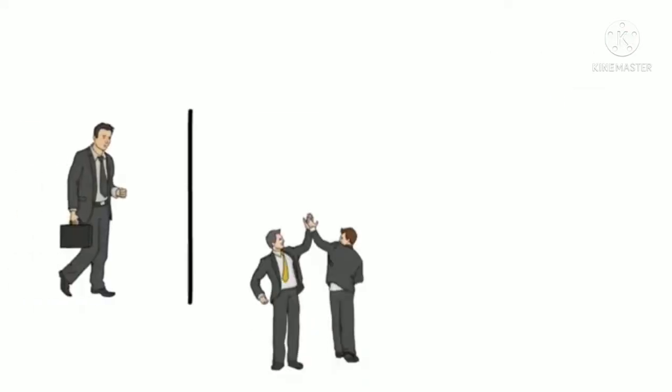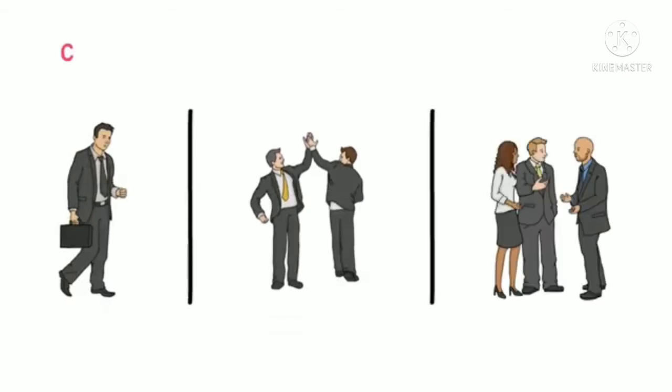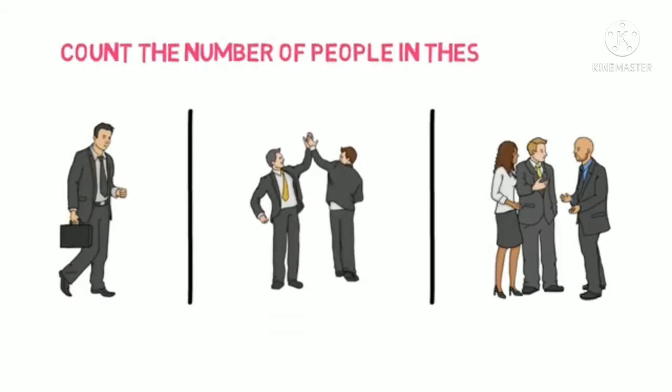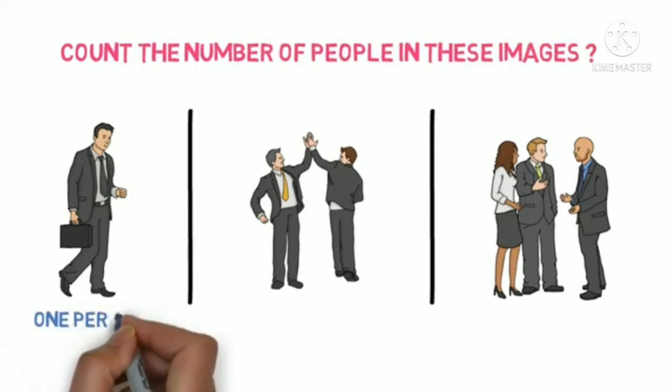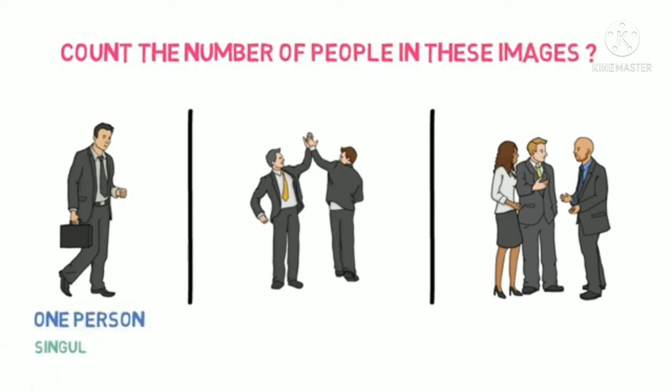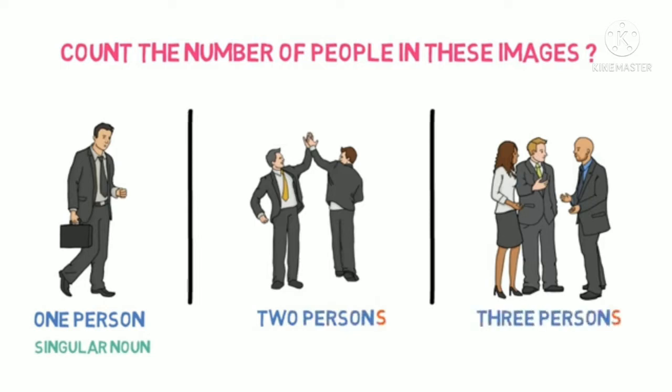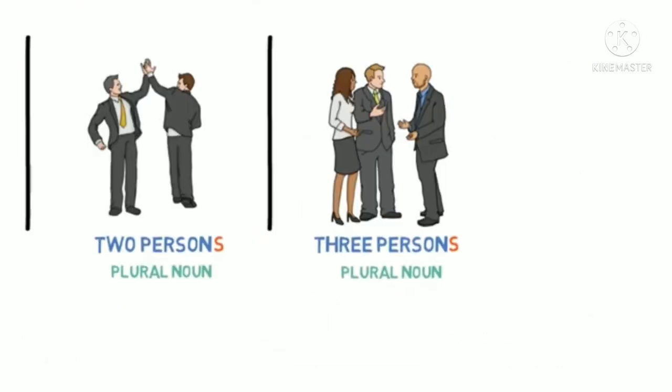Here are 3 images in front of you. Count the number of people in these images. In the first image, it is one person. So, it's a singular noun. In the second image, there are 2 persons. And in the third image, there are 3 persons. So, these are plural nouns. Let's understand each of them in detail.